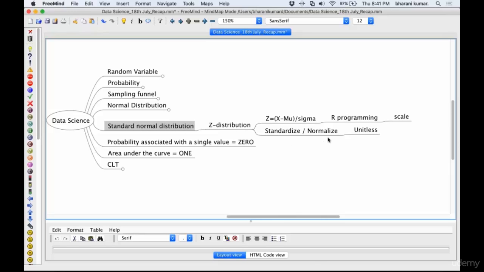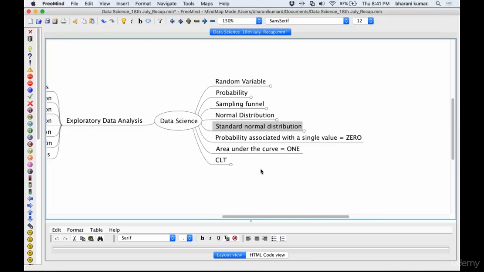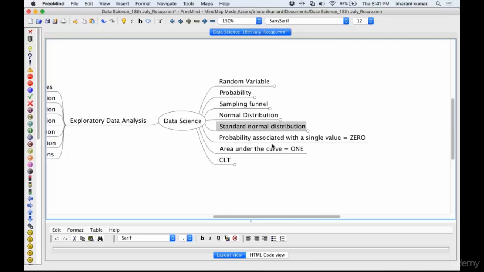Standardization is also called normalization, and standardization or normalization would essentially make the data unitless. So we have discussed all that. And we also know that probability associated with a single value is always zero. And we have learned about another property called area under the curve, which is always equal to 1.